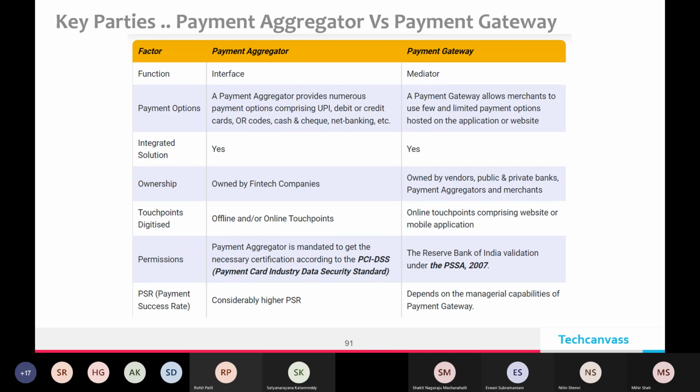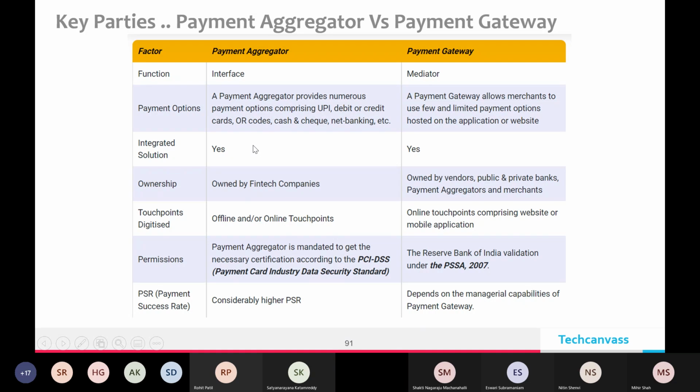Whereas with an aggregator, merchants can also hold wallets with the aggregator, and the funds get credited to the merchant's wallet run by the aggregator. Similarly, the payment aggregator provides various options like UPI, debit or credit cards, QR codes, cash and checks, net banking facility, multiple options. Whereas the payment gateway is generally used for online payment transactions.